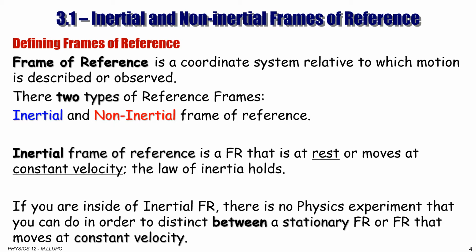An inertial frame of reference is a frame of reference that is at rest or moves at a constant velocity. So it gives you an idea of Newton's first law. That's why the law of inertia holds in an inertial frame of reference. If you are inside an inertial frame of reference, there is no physics experiment that you can conduct in order to distinguish between a stationary frame of reference and a frame of reference that moves at a constant velocity. More about this, you're going to learn in Einstein's theory of relativity.